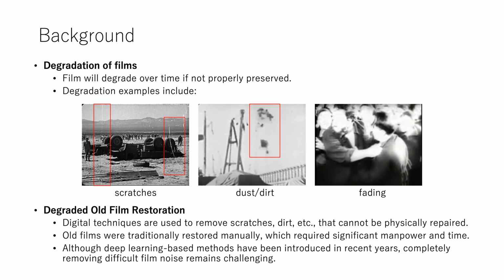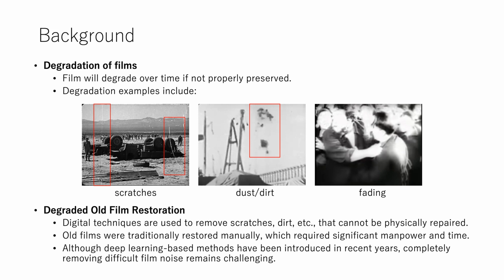As we know, films degrade over time if they are not properly preserved. Typical forms of degradation include scratches, dust, dirt, and color fading. Before digitization, some contaminants can be physically removed from the film. Nevertheless, a significant amount of noise remains which cannot be easily removed and must be processed digitally.